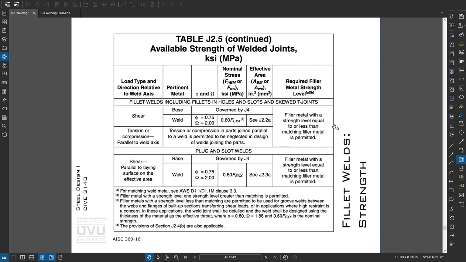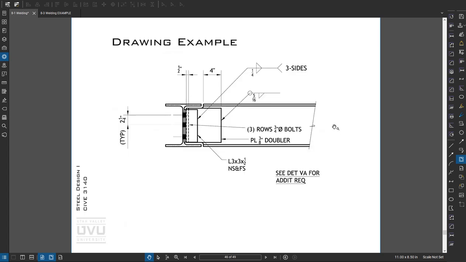Okay, a couple examples from drawings of welds. So here would be a double-sided fillet weld. So this clip occurs on the near side that you can see and also the far side. And then this says weld on 3 sides, which means weld here, here, and here.